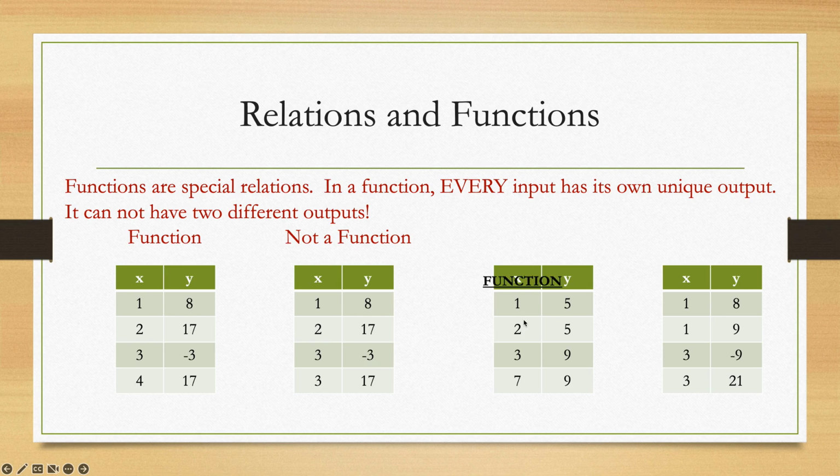Okay, this first one, it is a function because 1 only has one image, 2 only has one image. I don't care that they're both 5, irrelevant to me. 3 and 7 both have 9 as their images, but each one only has one image. That's perfect. The last one is not a function. 1 goes to 8, and 1 also goes to 9. That can't be, not in a function. 3 goes to -9, 3 goes to 21. That can't be, not in a function.